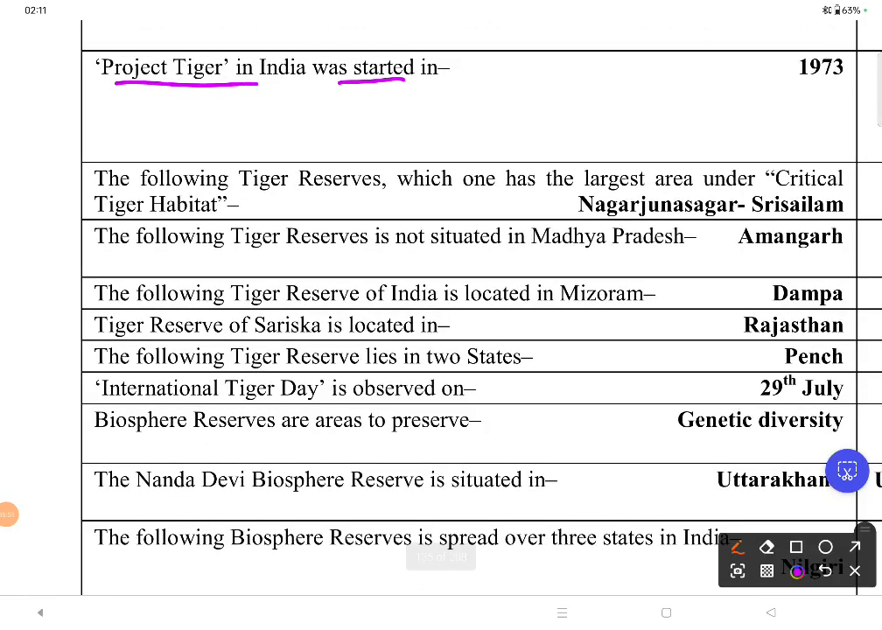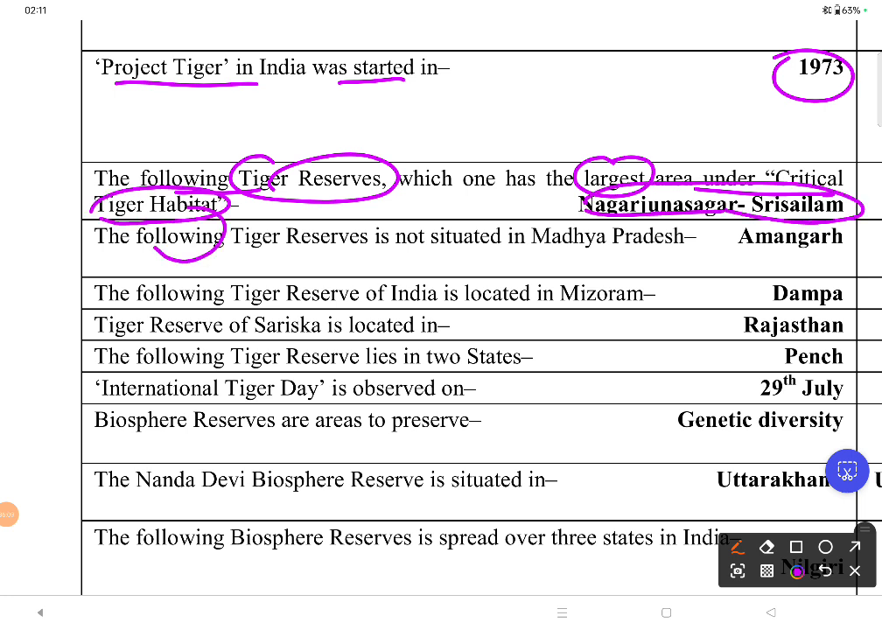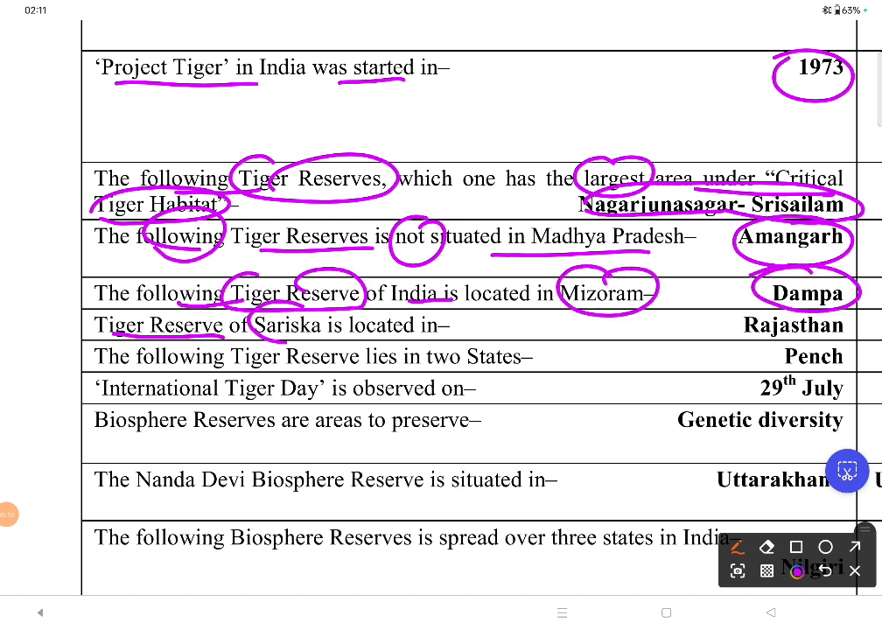Project Tiger in India was started in 1973. Of the following tiger reserves, which one has the largest area under critical tiger habitat? Nagarjunsagar Srisailam. The following tiger reserve is not situated in Madhya Pradesh: Amangarh. The following tiger reserve of India is located in Mizoram: Dampa. The tiger reserve of Sariska is located in Rajasthan. The following tiger reserve lies in two states: Pench.